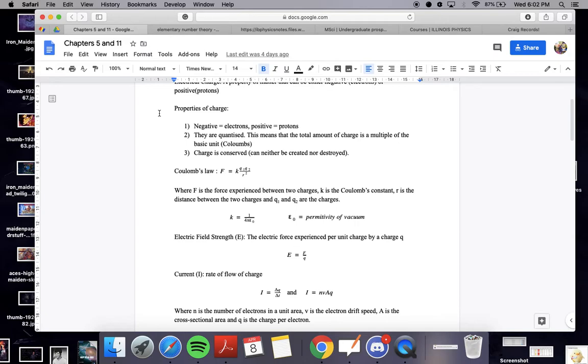So let's look into the properties of charge first. Like I said, negative means electrons, positive means protons. Second is that they are quantized. This means that the total amount of charge is always going to be a multiple of the basic unit, which is coulombs.